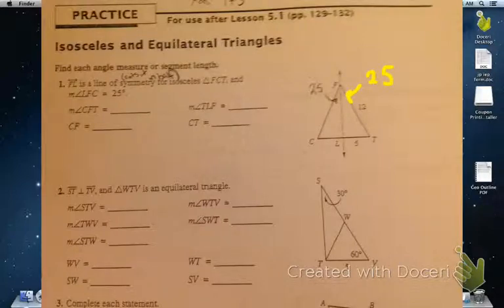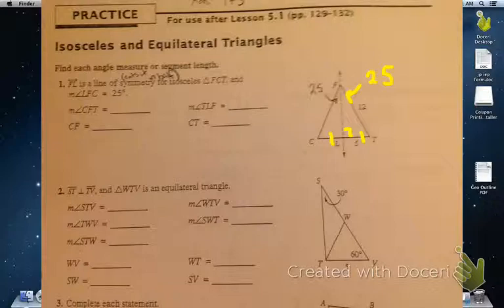Now, if it splits the vertex angle in half, we learned on Friday, maybe Thursday, whatever the intensive day was, that any line that splits the vertex angle of an isosceles triangle in half is a perpendicular bisector. So we know that it creates right angles at the bottom, and that it splits the bottom CT in half, so 2 equal halves on each side.